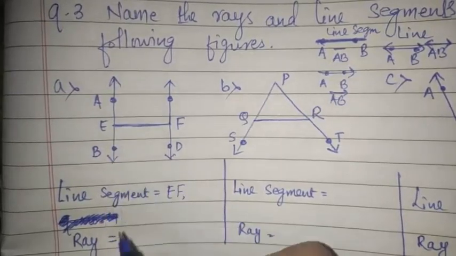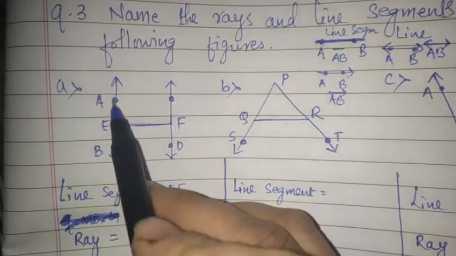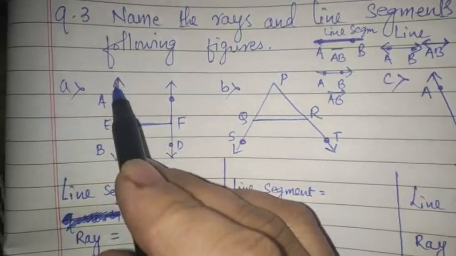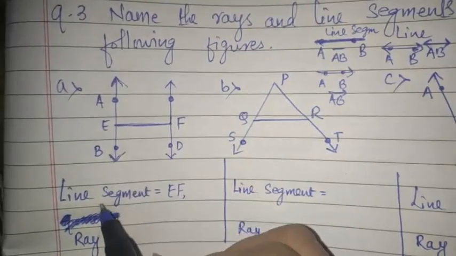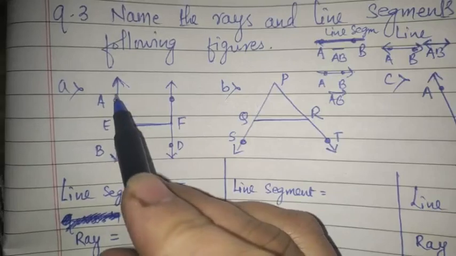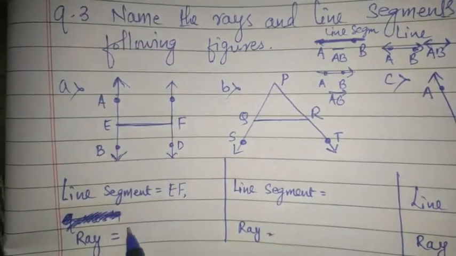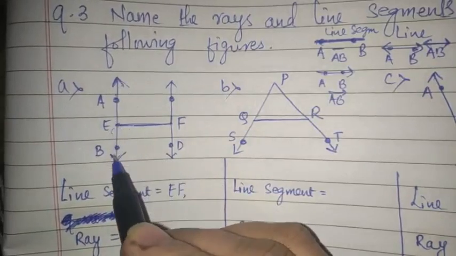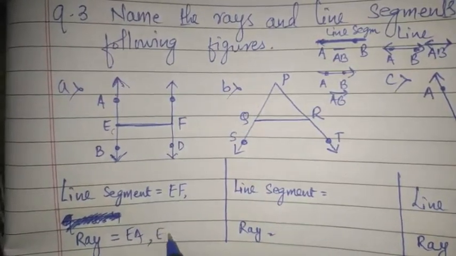Is there any other line segment you are finding? You can find AB is not a line segment. AB here is a line, you can see both sides there are arrows. And now what will be EA? EA will be a ray here, which is proceeding from E to A, and EB will be your next ray.